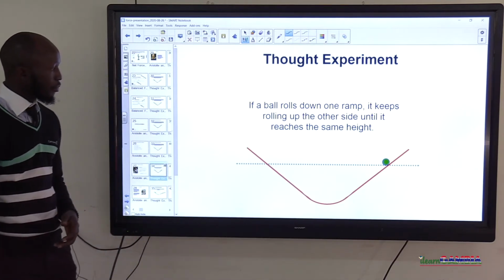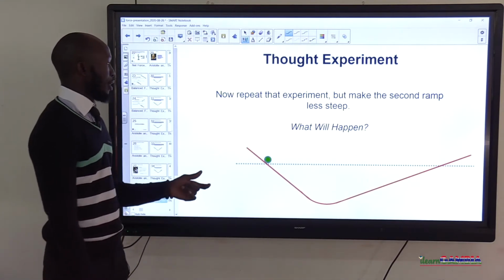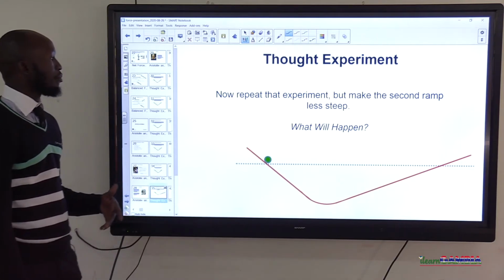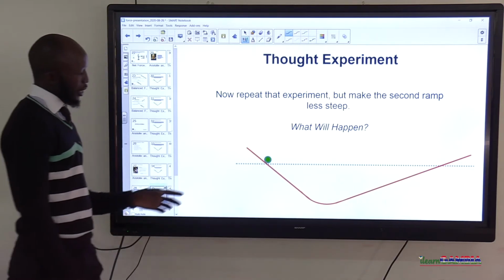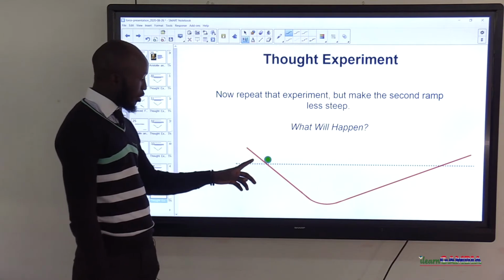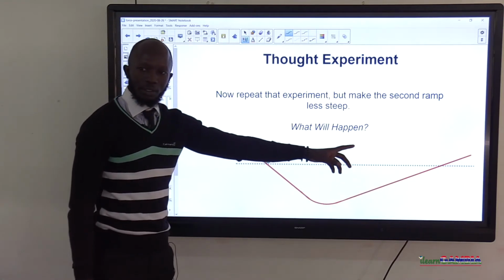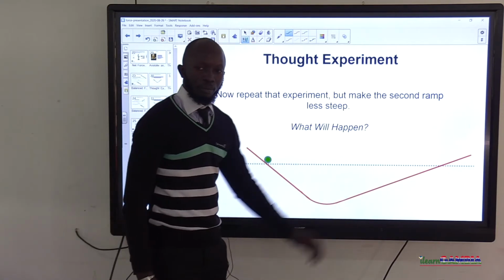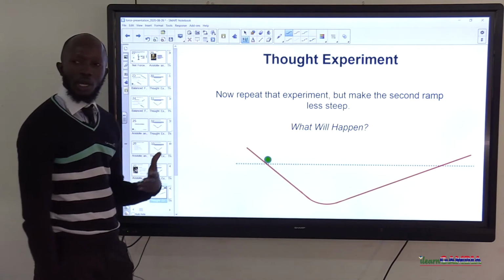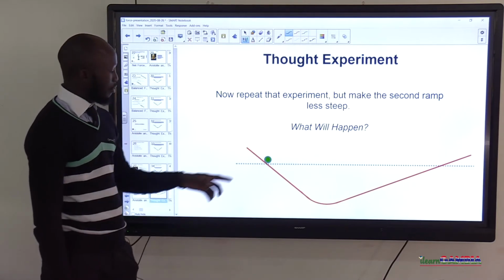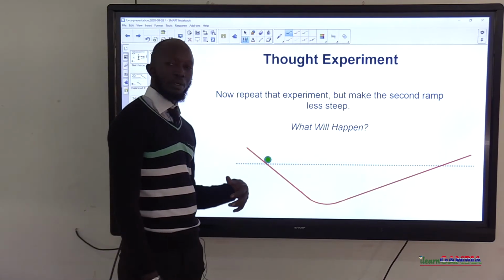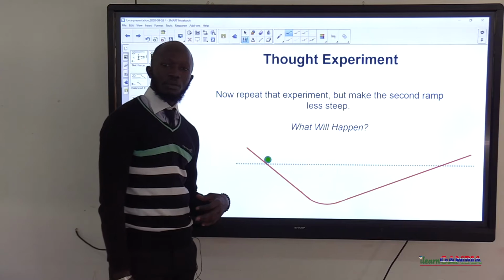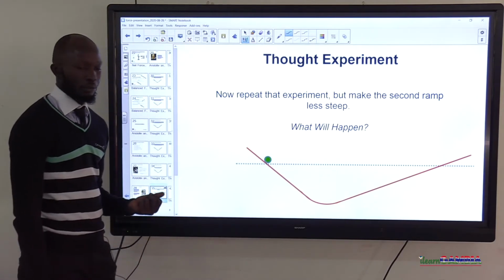grades. Right? Now repeat the experiment, but make the second ramp less steep. Look at this. Take a good comparison between this side of the ramp and that other ramp. This side is steeper than this other side. Now, what is going to happen again? The question is, if I release a ball from this point here, what do you think is going to happen?